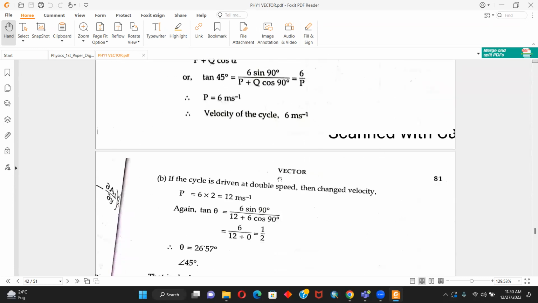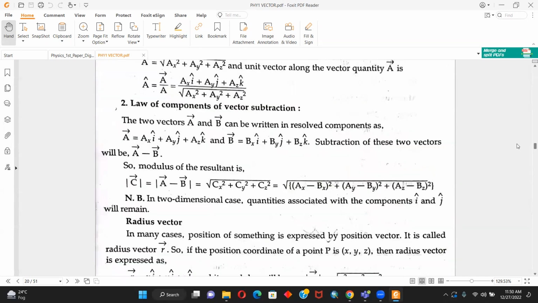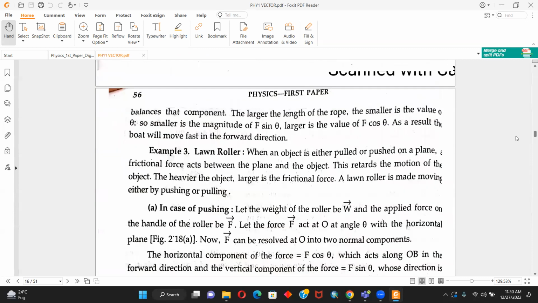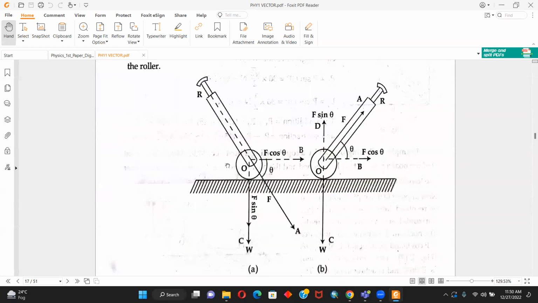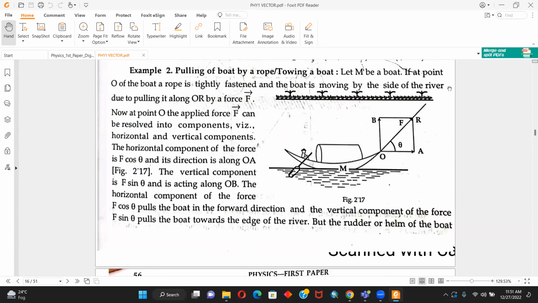Now which things could be there actually? Let me sum up. First of all, dividing something into components. Say I give you a scenario like someone is pulling a lawn roller with this amount of force. Now you have to divide it into components to get the angle maybe. What is the angle between the ground and the lawn roller?